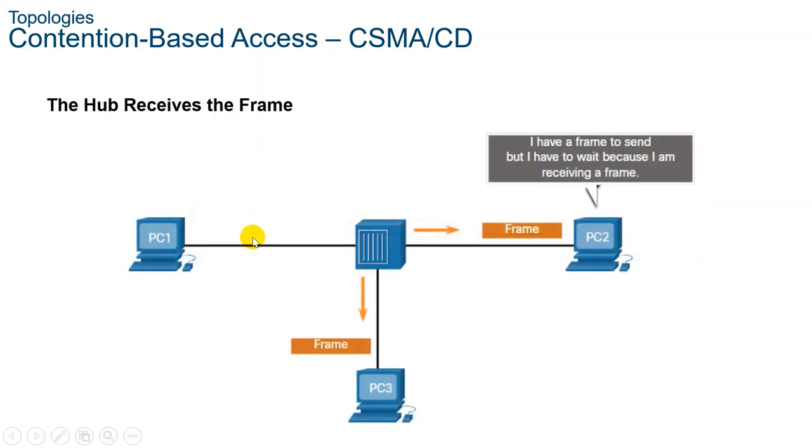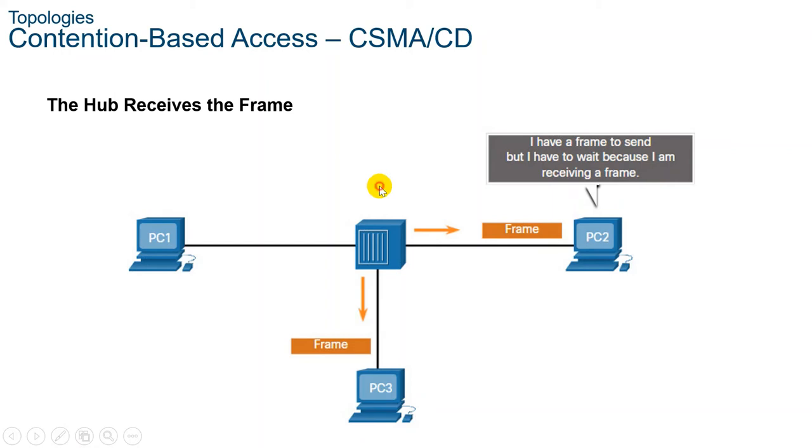Next, the hub receives the frame. The Ethernet hub receives and sends the frame. An Ethernet hub is also known as a multi-port repeater. So any bits received on the incoming port are regenerated and sent out on all the ports as shown in the figure. Take note that the data is for PC3. The data should be forwarded to PC3, but the hub will forward it to all the computers connected on the hub. So if another device such as PC2 wants to transmit but is currently receiving a frame, it must wait until the channel is clear.